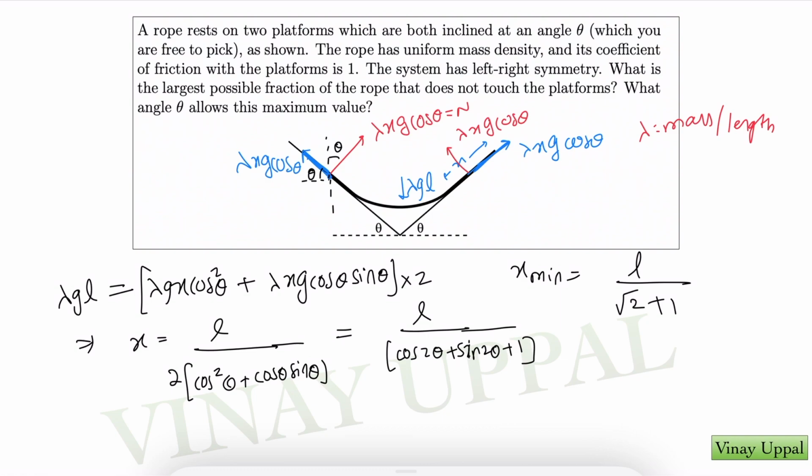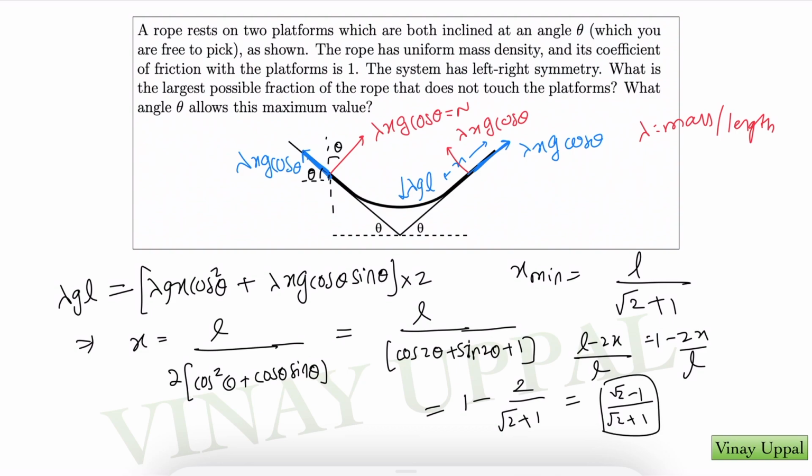What do I need? I need the fraction of the rope that is not touching. So the length of the rope that is not touching is L minus 2x, and the fraction will be divided by L. So 1 minus 2x by L, which will be equal to the maximum possible fraction of the rope that is not touching: root 2 minus 1 over root 2 plus 1.